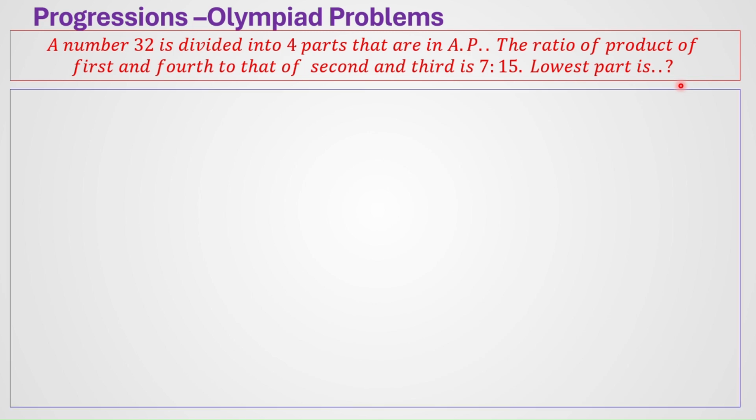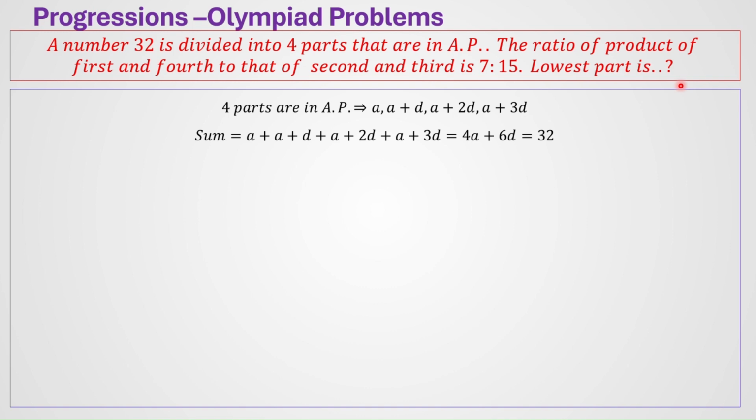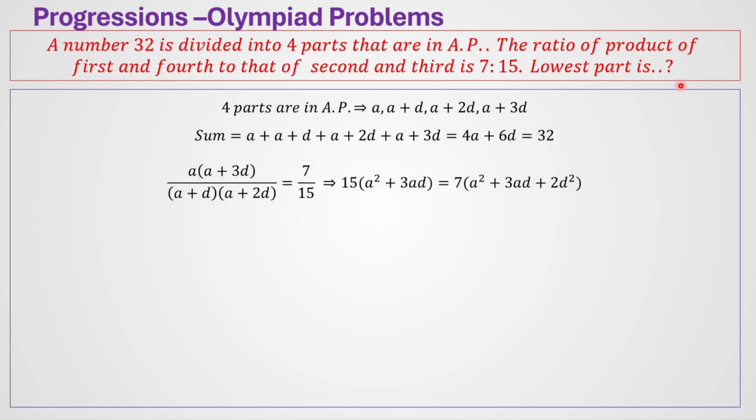Let's see. It is given 32 is divided into 4 parts which are in AP. So I will call them A, A plus D, A plus 2D, A plus 3D. The sum of these 4 numbers is 32, so 4A plus 6D is 32. Then he has given the product of first and fourth, A into A plus 3D, and the ratio to the product of second and third, A plus D into A plus 2D, is 7 is to 15.